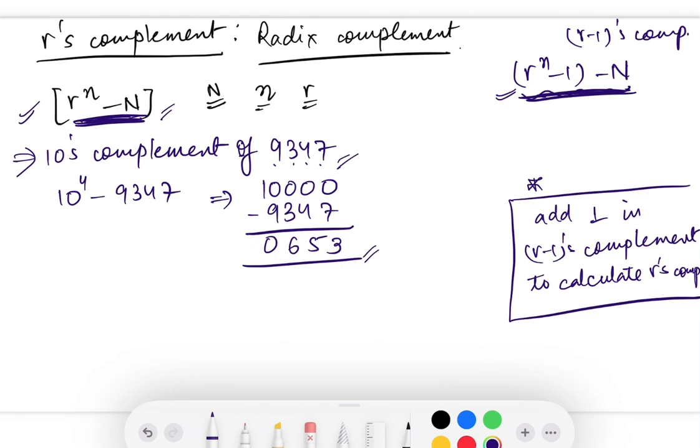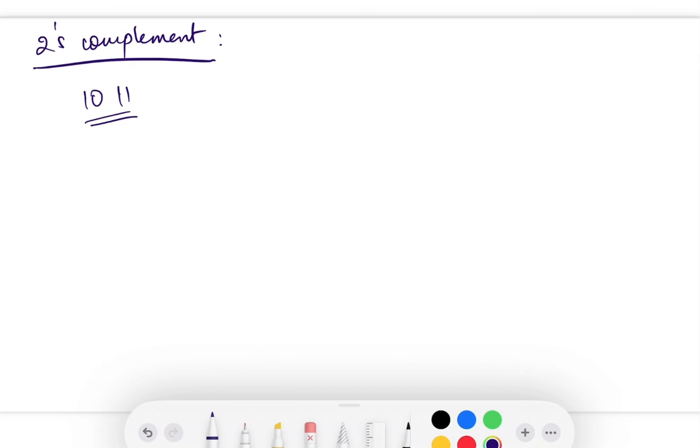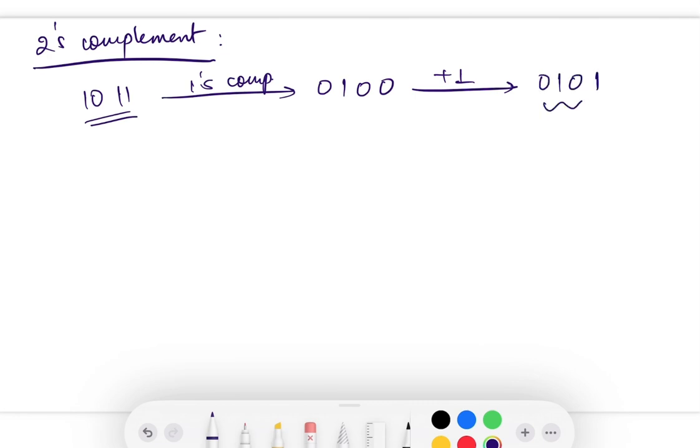Okay, so what will be the 2's complement of this number? Calculate 1's complement first. It was easy. Invert each bit: 0, 1, 0, 0. Now this is 1's complement. Add 1: 1 plus 1 means 0, so 0, 1, 0, 1. So this is 2's complement, right? What we need to do is calculate 1's complement and then add 1 to it, and you will get 2's complement.